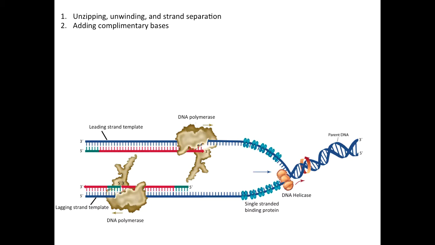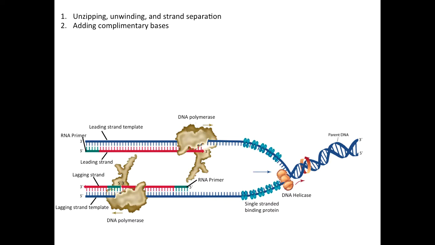DNA polymerase can only add nucleotides to the 3' end of an existing nucleotide, so it relies on primase to synthesize a short RNA primer. The leading strand is synthesized continuously in the 5' to 3' direction. The leading strand requires only one priming. The lagging strand, however, is synthesized discontinuously and requires a series of RNA primers.